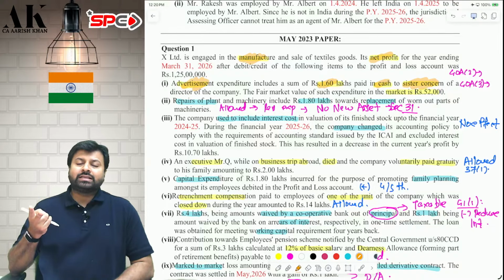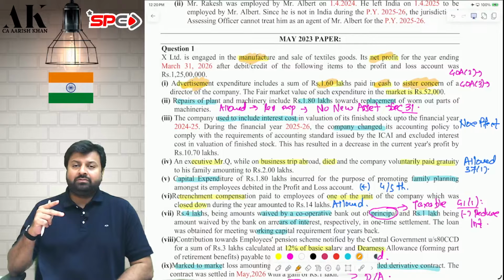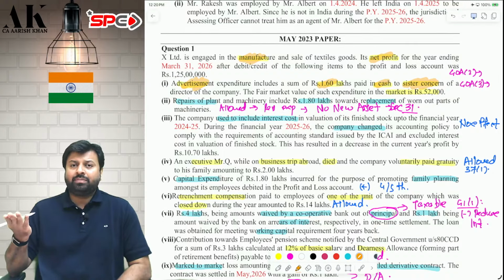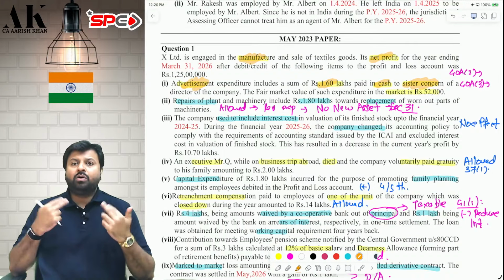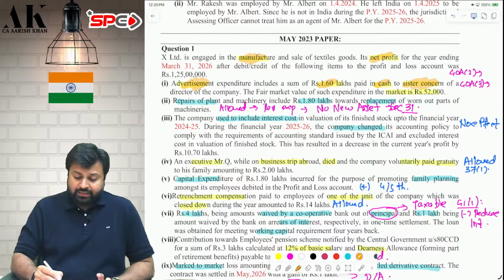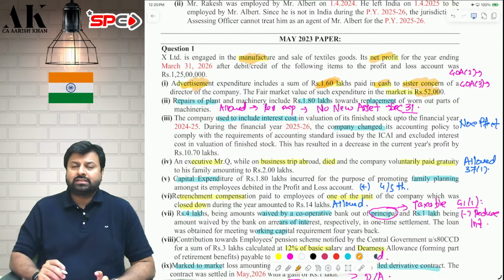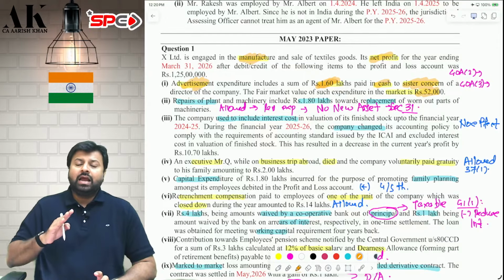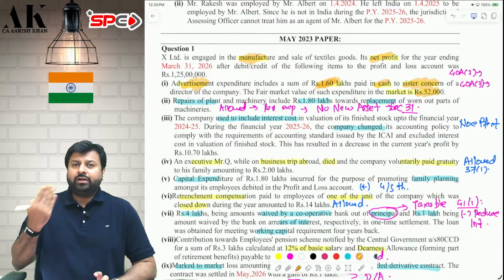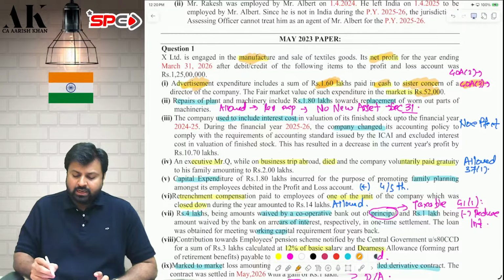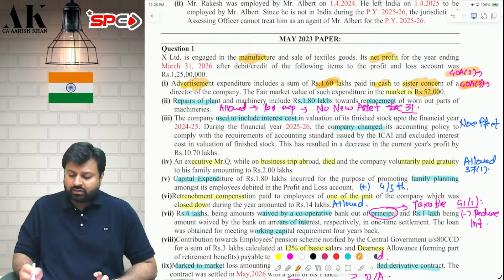So I've told you in class, if both the mistakes are done at the same time, you have to follow the order of the section. First apply 40A(2), then on the balance amount, if it is more than 10,000, apply 40A(3). So first disallow the excess amount. The 1.6 lakh is the total amount. The market value is 52,000. Therefore, disallow the excess amount, 1,08,000, first, and then the balance 52,000 you can disallow under 40A(3). So the ultimate treatment: 1,08,000 will be disallowed under 40A(2) and 52,000 will be disallowed under 40A(3). I hope it is clear to all of you.